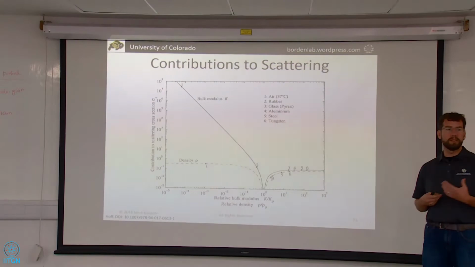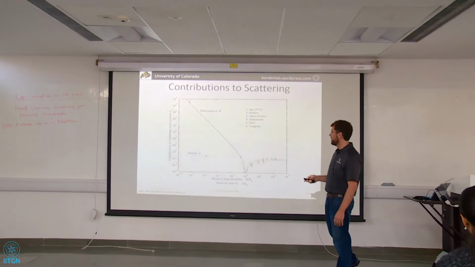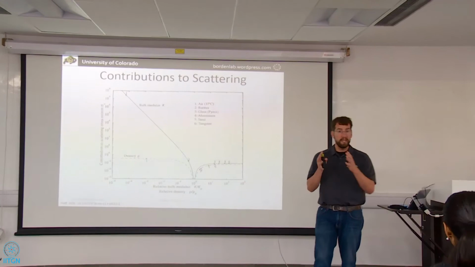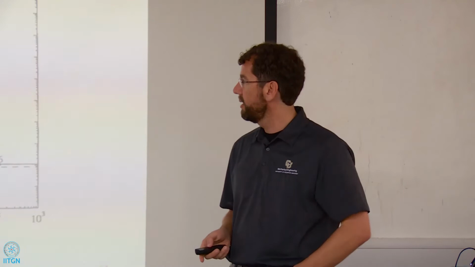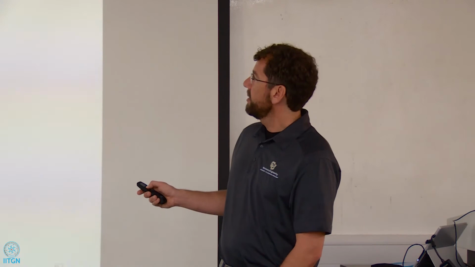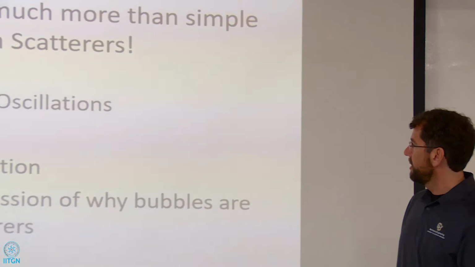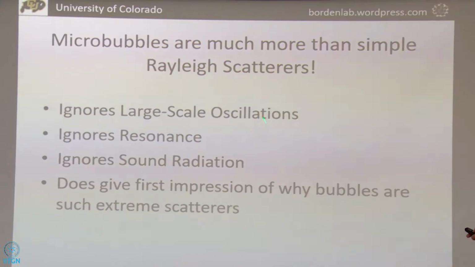Well, acoustic impedance is the product of the speed of sound and density, and the point they're trying to make is that it's a reflection phenomenon. It's not. It's a scattering phenomenon, and it's not the acoustic impedance, it's the compressibility that leads to that high scattering. So bubbles are inherently echogenic. The Rayleigh scattering fails to even capture all of bubble physics. They are actually even better acoustic backscatterers than that, because they can have large-scale oscillations and resonant phenomena, and sound re-radiation. So the Rayleigh scattering gives you a first impression of why bubbles are such extreme scatterers compared to liquid, but it gets even better than that.